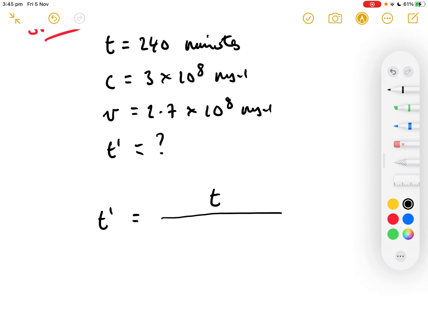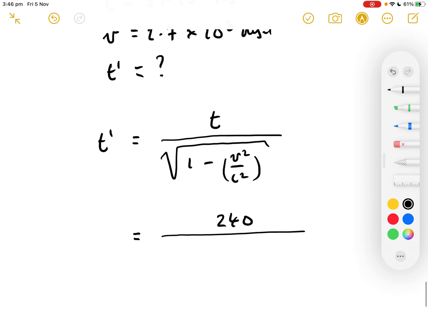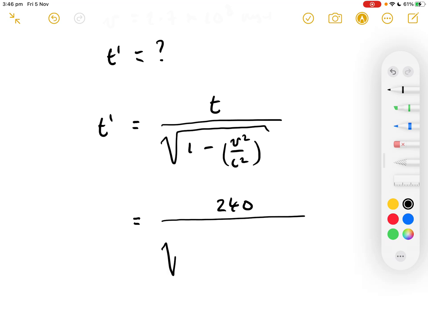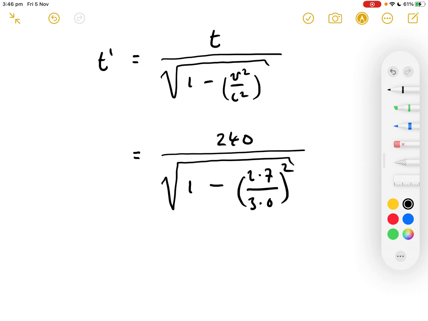So we set up our equation. T dash equals t divided by the square root of 1 minus v squared over c squared. We put in our numbers. Let's just work in minutes. You don't need to convert to seconds because you've got time on both sides. So if you put in t as minutes, you'll get your t dash in minutes, and that's fine. Right, so that's 1 minus. Now, as before, you could put in the full speeds, 2.7 times 10 to the 8, and then 3 times 10 to the 8, but the 10 to the 8 bits are always going to cancel, so you only really need to put in the 2.7 and the 3. And remember, that's to be squared. Sometimes people forget to square that. You don't want to do that.